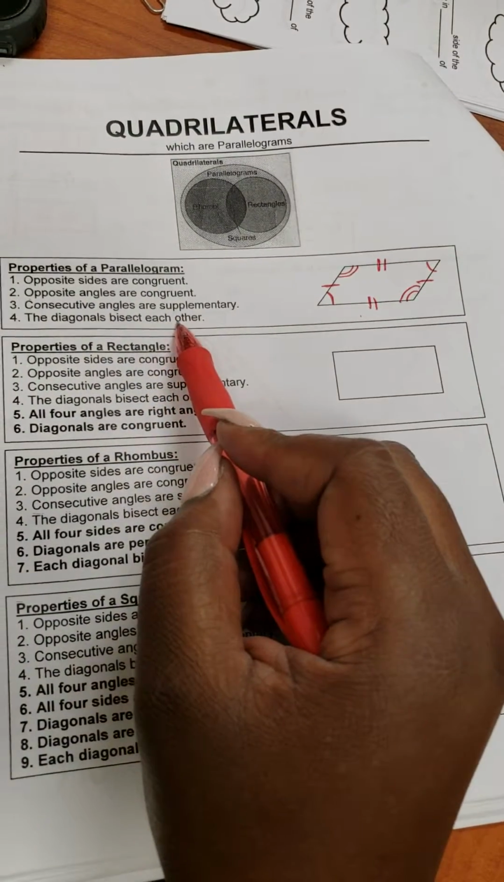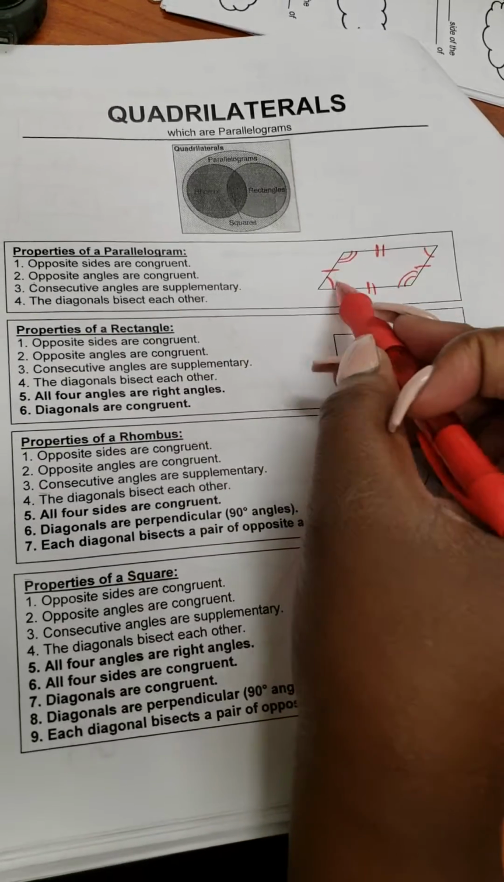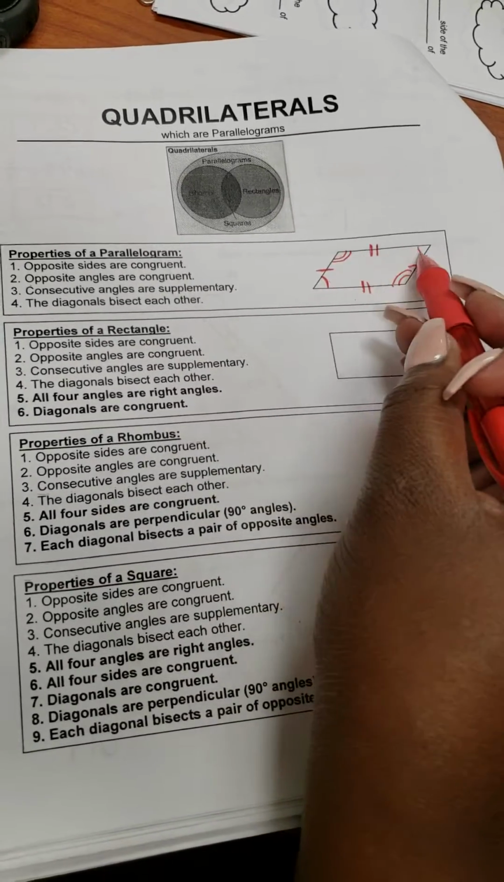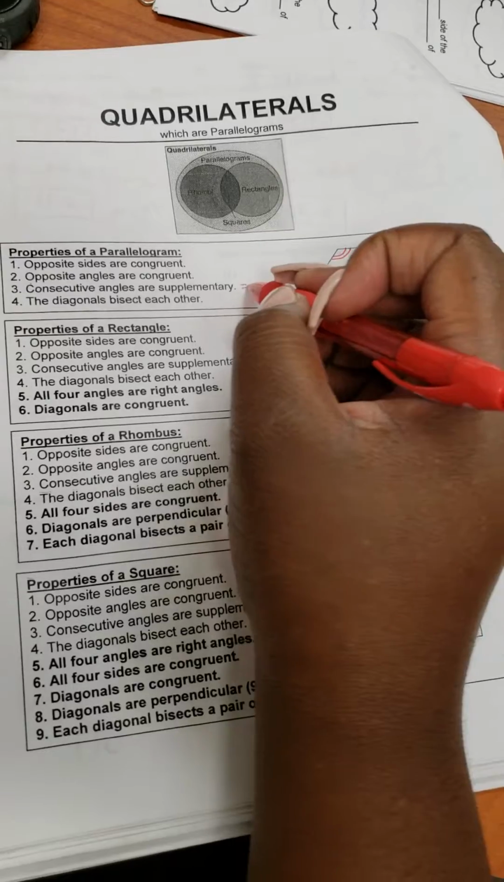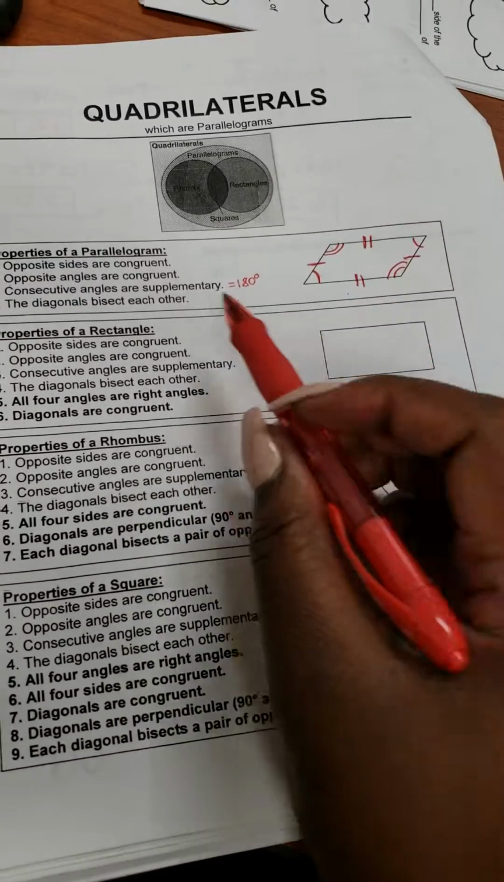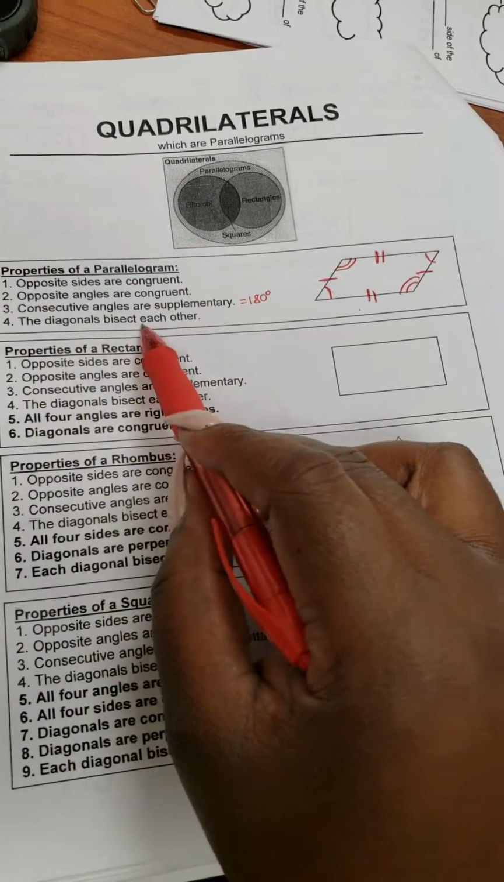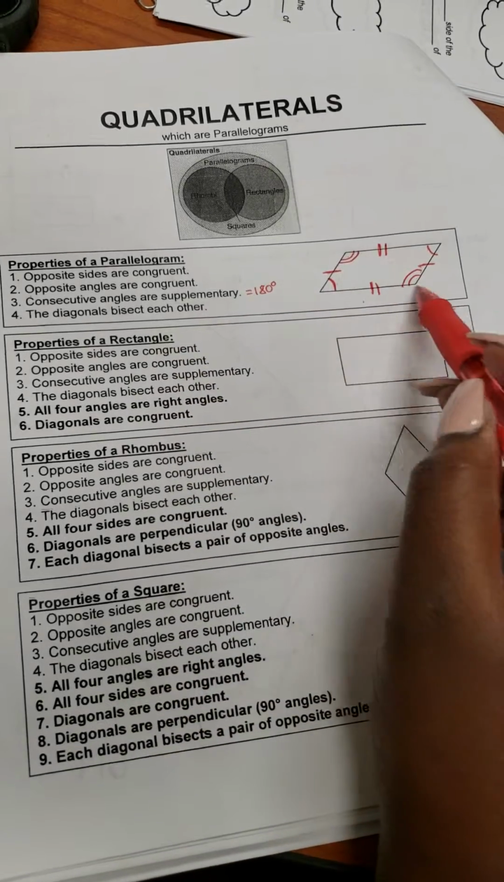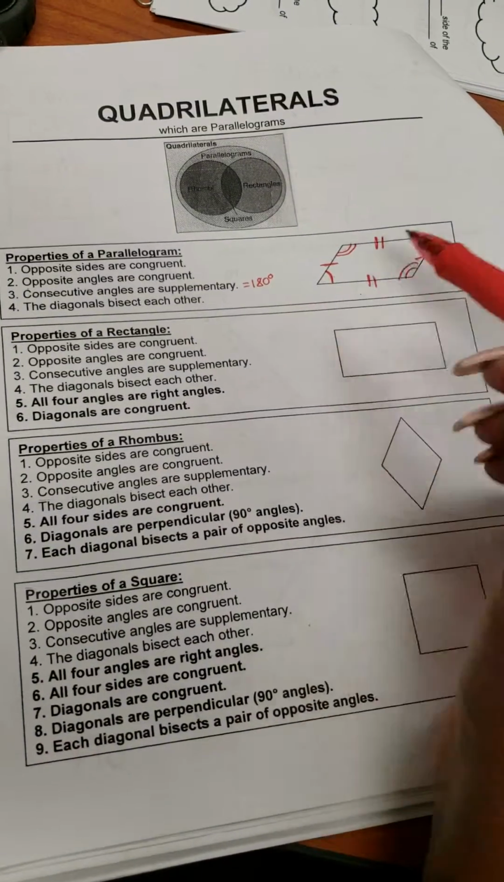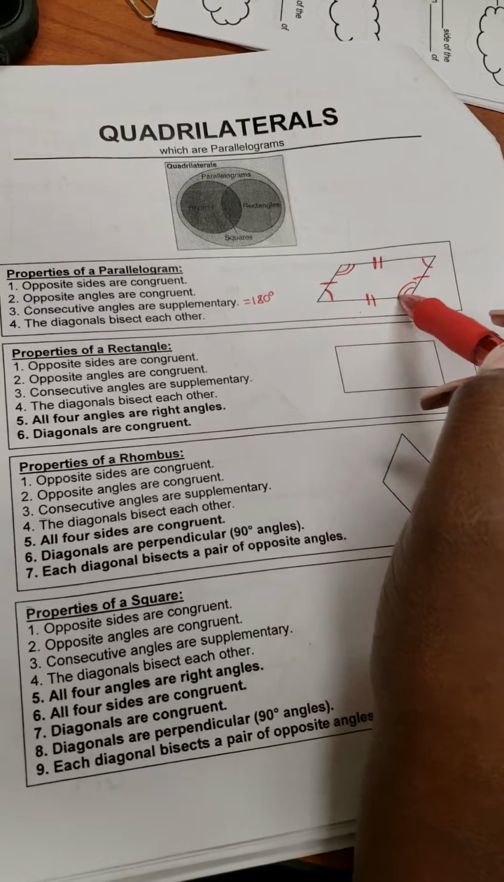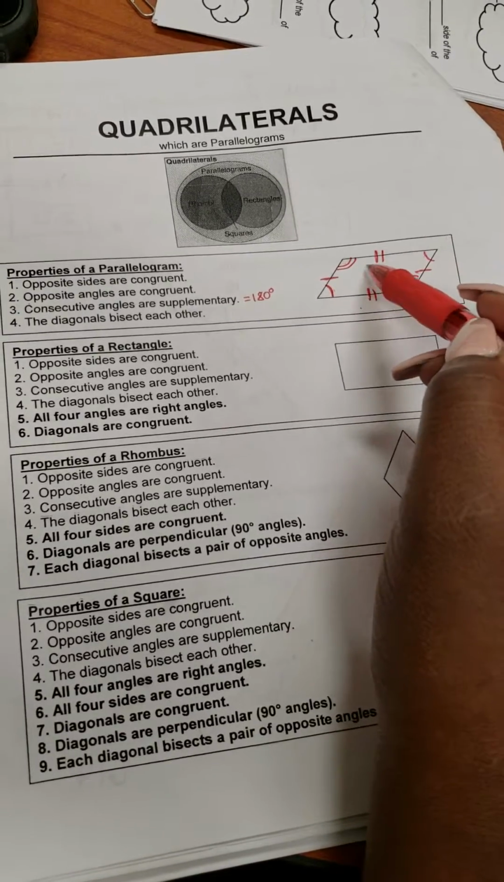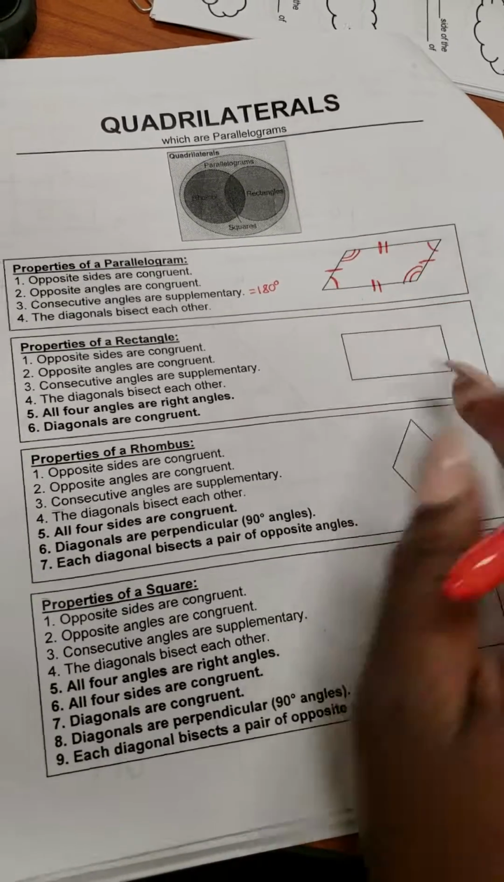Consecutive angles are supplementary. We don't need to mark that. Consecutive, the ones that aren't equal, they equal 180, okay? So remember, supplementary means equals 180 degrees. The diagonals bisect each other. We're also not going to put that in our picture because we don't want it to be too busy. But if we had diagonals here and diagonals here, they would cut each other in half, okay?